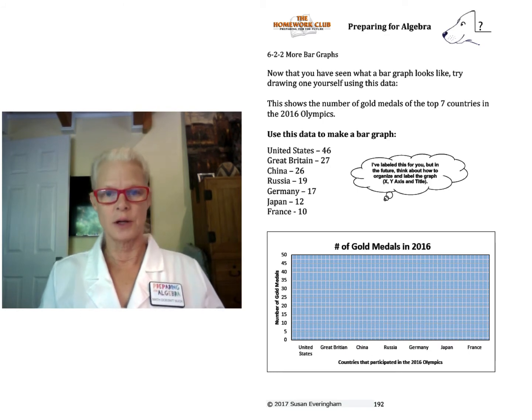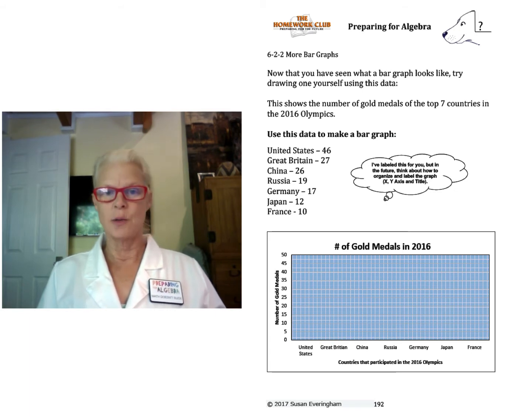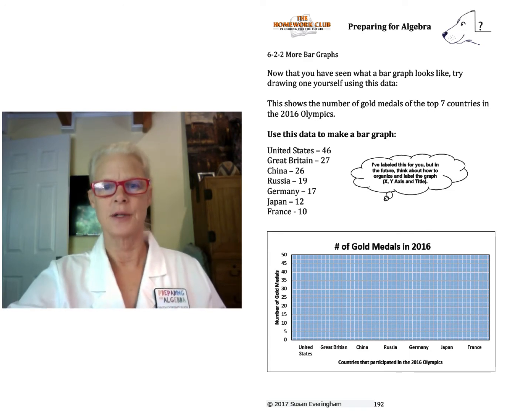On page 192 is the bar graph I want you to create. This bar graph shows the Olympic data from 2016 on the number of gold medals for the different countries. So you want to set this up as a bar graph and be sure to label the two axes, X and Y. Great. We'll see you on the next page.